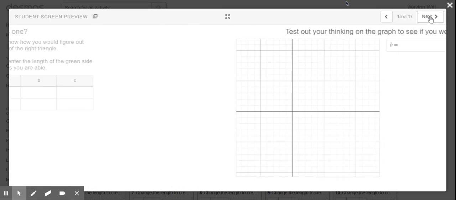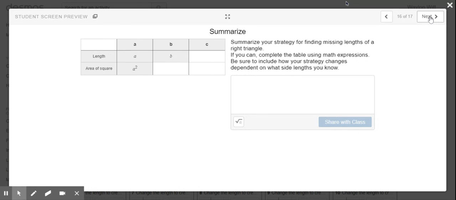And then slide 16 is really important for me. I'm going to be reading through here and seeing how you guys are summarizing your thinking, right? This is where you're going to summarize your strategy for finding the missing side lengths of a right triangle. This is where I'm going to see, are you really understanding this essential? Okay, so I'm going to really be focusing in on slide 16. So make sure you do a good job here and explain your thinking to the best of your ability so I can see where everybody's at.